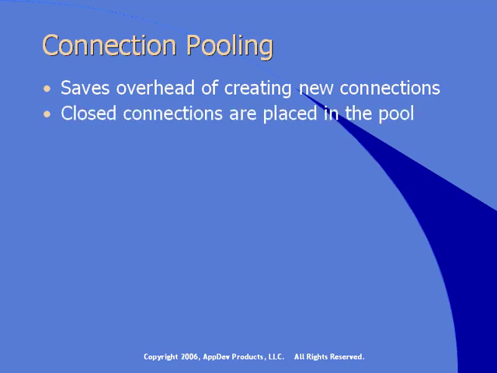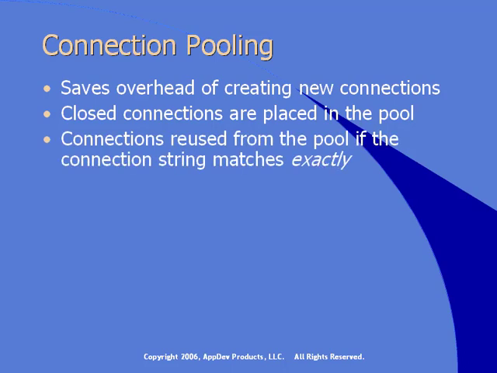Because what happens with connection pooling is when your application closes a connection, that connection, instead of being really destroyed, is actually placed in a pool. And this pool has a certain limited size. So if the pool is full, then any new connections will just automatically be destroyed. But as long as there is still room in the pool, then connections that get closed will be added to the pool.